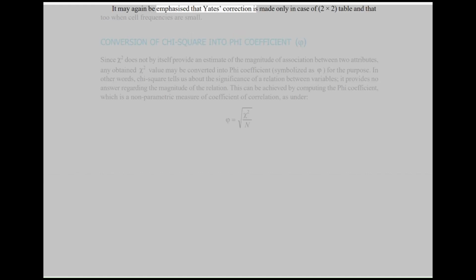It may again be emphasized that Yates correction is made only in case of a 2 times 2 table and that too when cell frequencies are small.